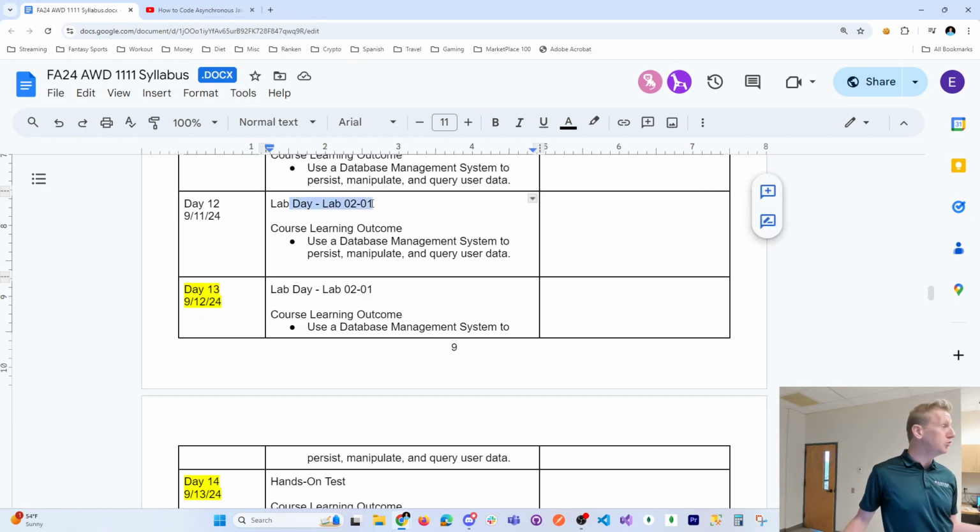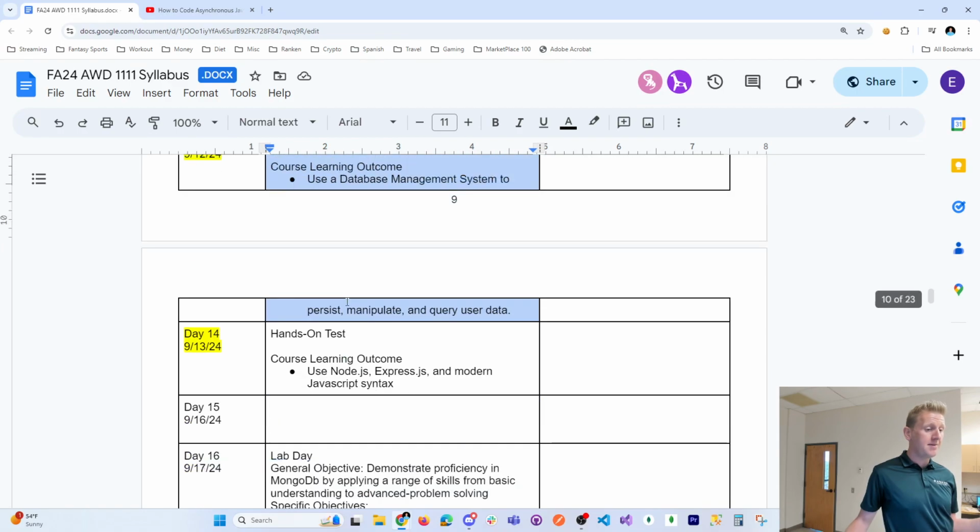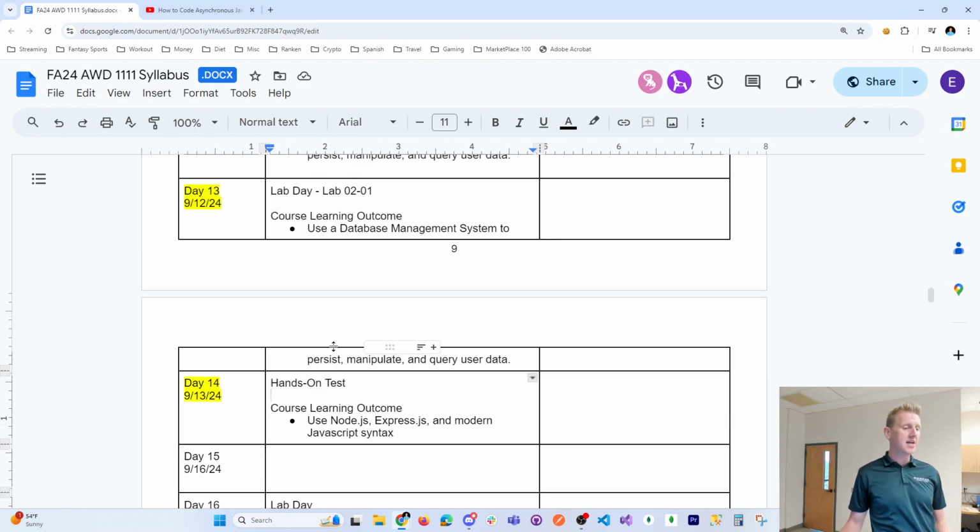So it's lab 0201, and you're going to notice we have 2 optional remote days this week. So we have 2 lab days. This is a Mongo lab, and then our first hands-on test on Friday. Again, these are optional remote days.